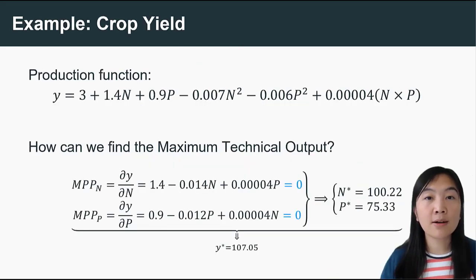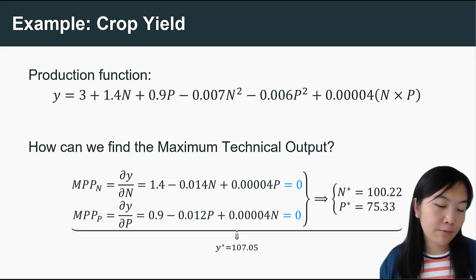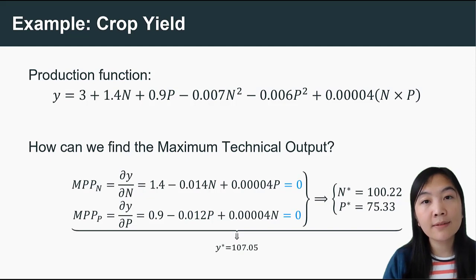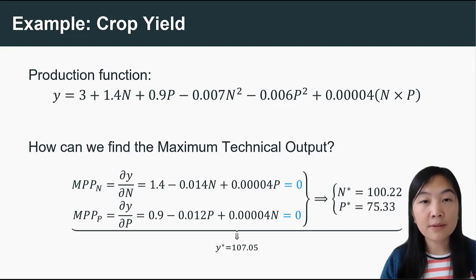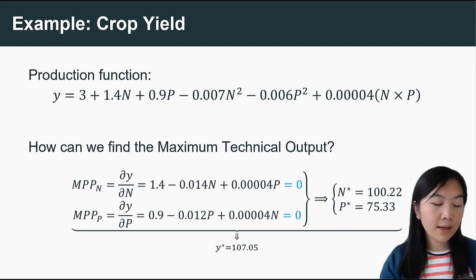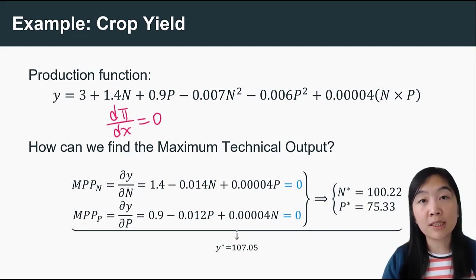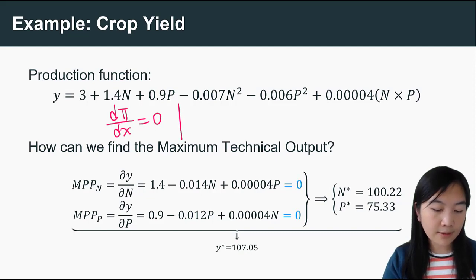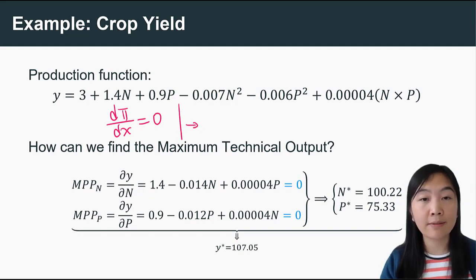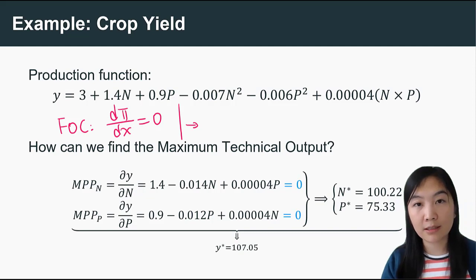With the MPP concept well understood, we are able to calculate the maximum technical output if we're given a production function. This is again the same production function, same example. Similar to the one variable input case, if we want to find the maximum y, we take the derivative of y with respect to x and set that equal to 0. That's the one variable case. I should mention this is a first order condition. We can ignore the second order condition for now.